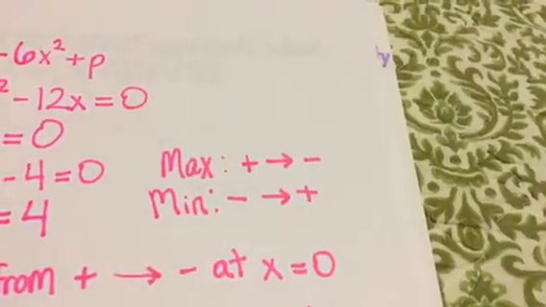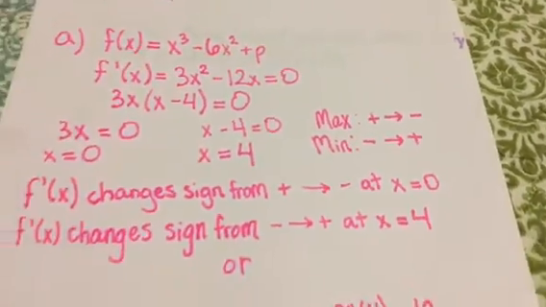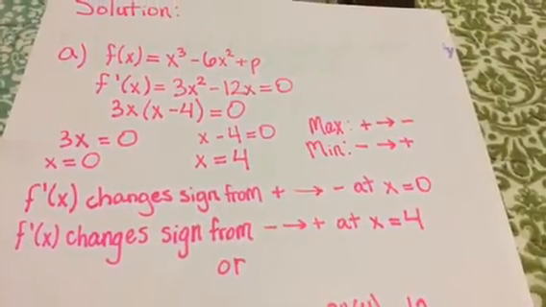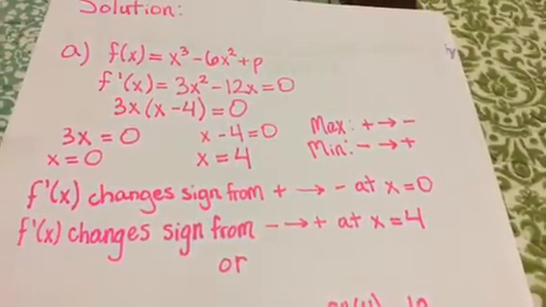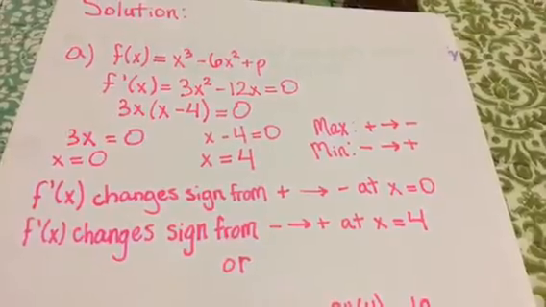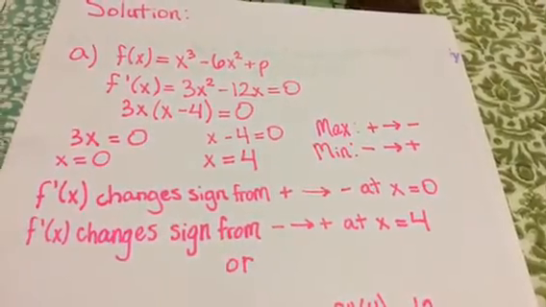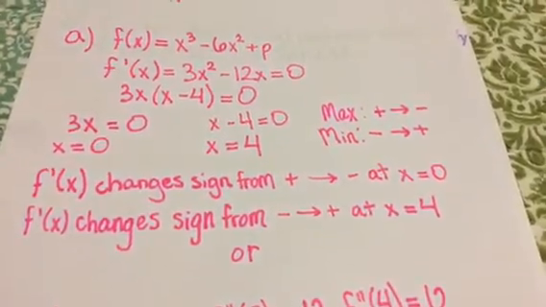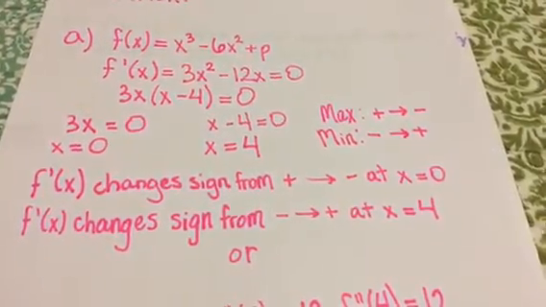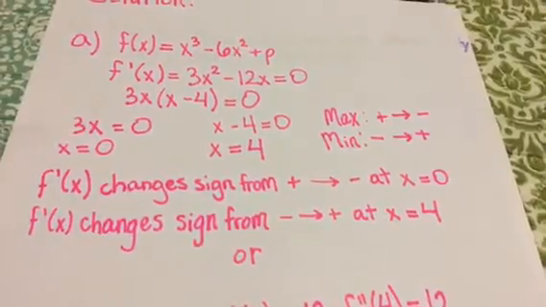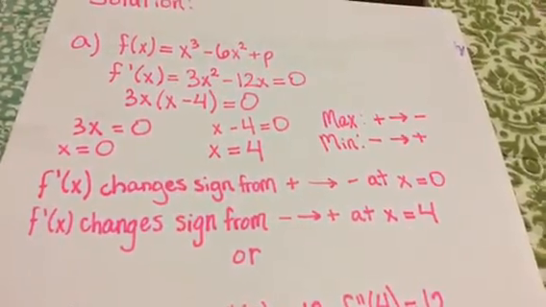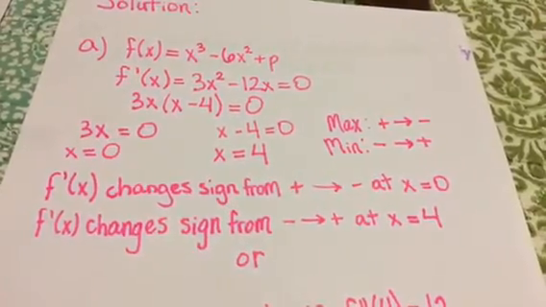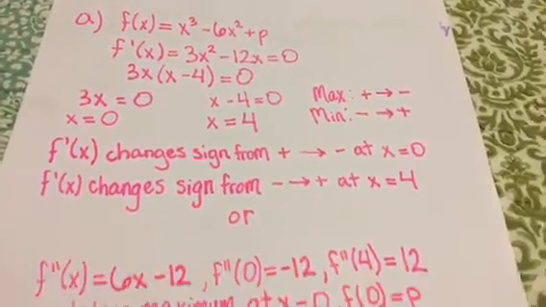There are two ways to prove this. The first way is more just for your own understanding. It says f prime of x changes signs from positive to negative at x equals 0. This means you would plug in -1 and 1 and see that the sign changes from a positive to a negative. The second part says f prime of x changes signs from a negative to a positive at x equals 4. So you could plug in the numbers 2 and 5, and you would find that the sign changes from negative to positive. But this doesn't really answer the question and doesn't put it in terms of p.